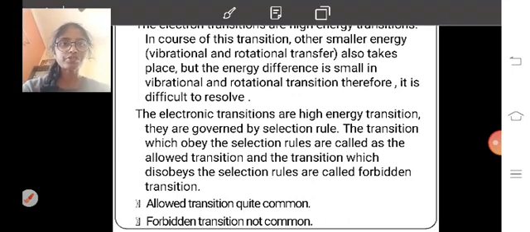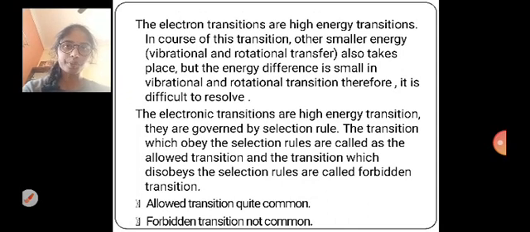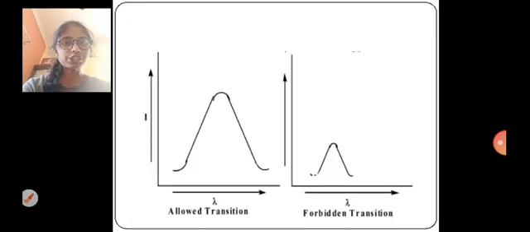The transitions which obey the selection rules are called allowed transitions, and the transitions which disobey the selection rules are called forbidden transitions. Allowed transitions are quite common. The forbidden transitions are not common. Allowed transitions will have a big peak as shown here. Forbidden transitions will have a very small peak.